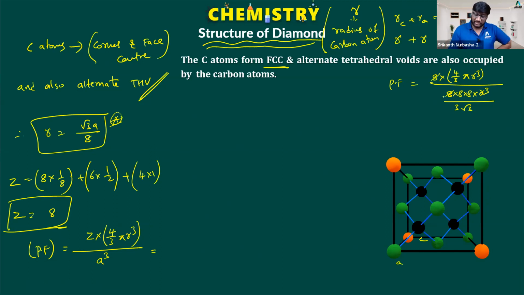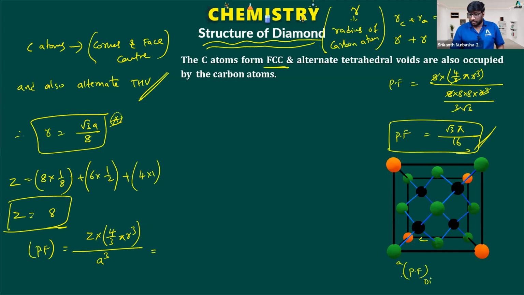8 one time gets cancelled out. 3 one time gets cancelled out. R cube gets cancelled out. You will have 4 pi √3 divided by 8 into 8, 64. That means √3 pi by 16, since 4 by 64 is 16. √3 pi by 16 is the packing fraction. You try to calculate this value, all of you. 0.34, Karthik says. So the packing fraction of diamond is 0.34.